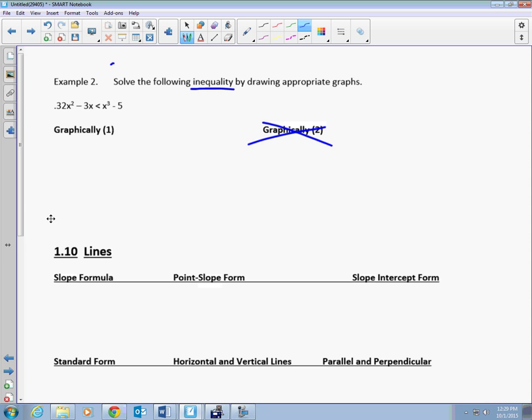So I'm going to use the 0 option here again. I'm going to go 0.32x squared minus 3x minus x to the third plus 5 is less than 0. And you might say, I don't know what I'm doing. Well, yeah, you do. You zeroed it out. I get that you don't know how to solve that by hand. It's very complicated. It would take us many, many years. Okay? But I have a graphing calculator.